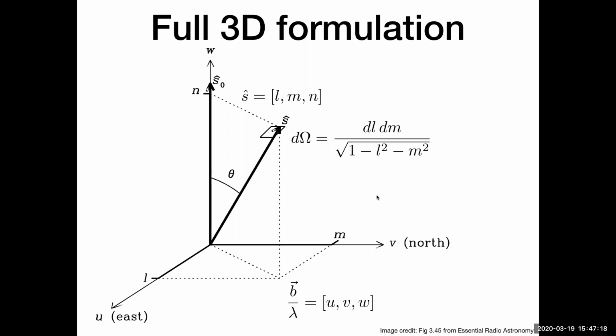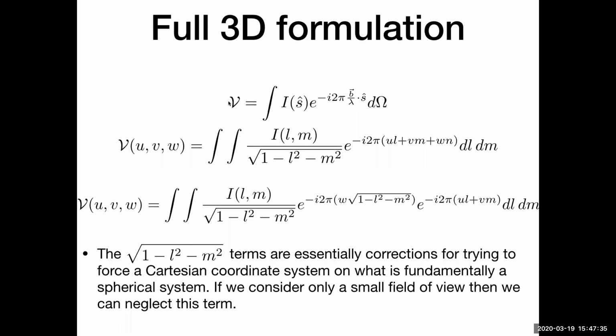You can actually derive this if you treat d omega as your usual spherical polar coordinates and then try and transform into Cartesian coordinates. It comes out that way. So in this coordinate system, we start from the idea that the visibility is the integral of the intensity distribution on the sky multiplied by this phase factor, integrated over the whole sky.